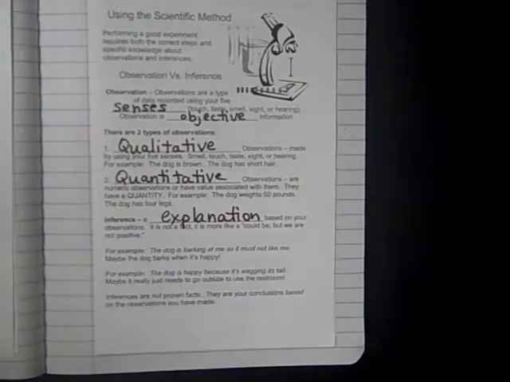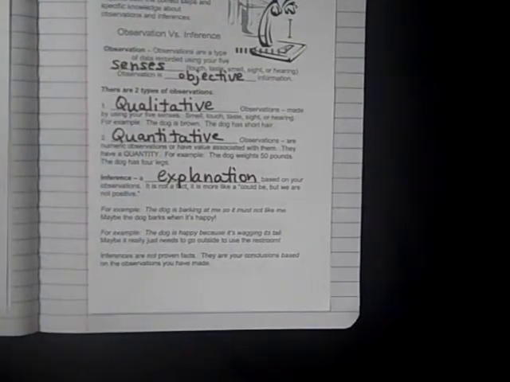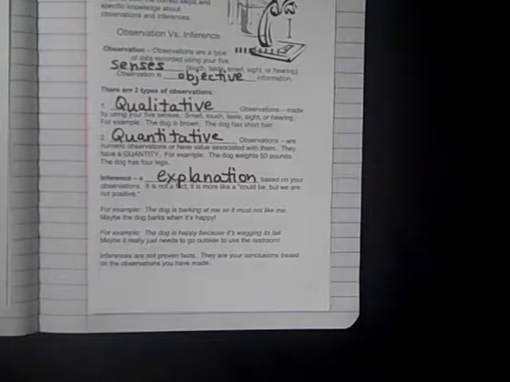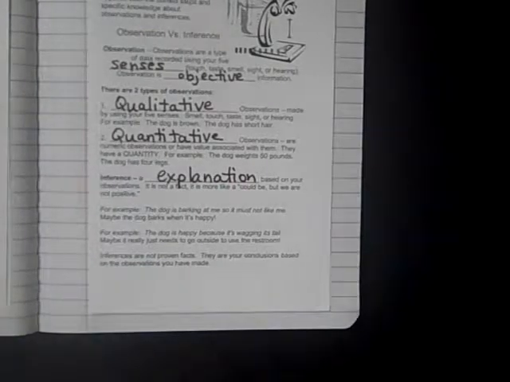Here's a wonderful example. The dog is barking at me. Okay, that's an observation. But if you say, he must not like me, what you're doing is assuming that he doesn't like you because of the observation that you made. That is an inference. Hey, what about this? Maybe the dog barks when it's happy.